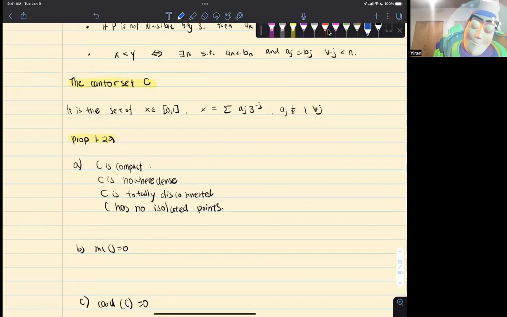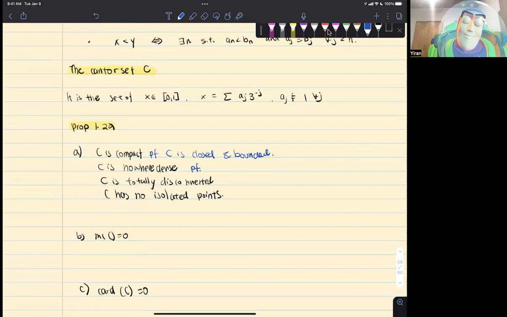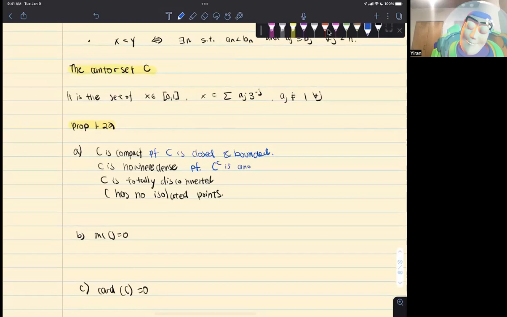C is compact. This is true because C is closed and bounded. Okay. And then proof 2, C is nowhere dense. C is nowhere dense. What is the definition of nowhere dense? The closure has empty interior, right? So the complement of C is another Cantor set, which does not have any open interval.